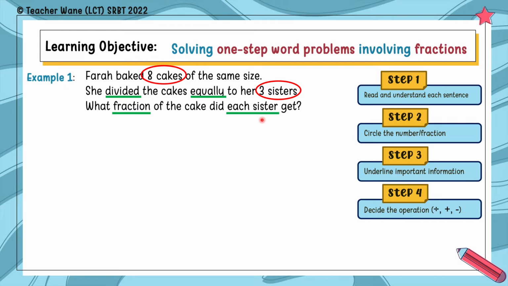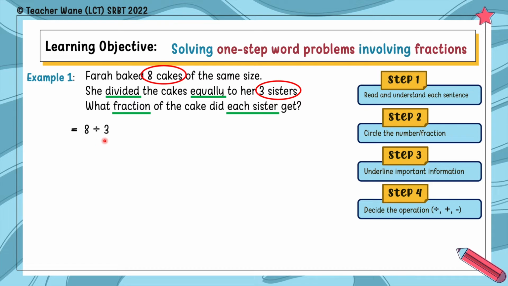Step number 4, we need to decide the operation. The operations of fractions that we have learned so far are divide, plus, and minus. Which of these operations are you going to choose? Great! We are going to choose divide. So 8 divided by 3, because in total there are 8 cakes and I want to share it with 3 sisters.